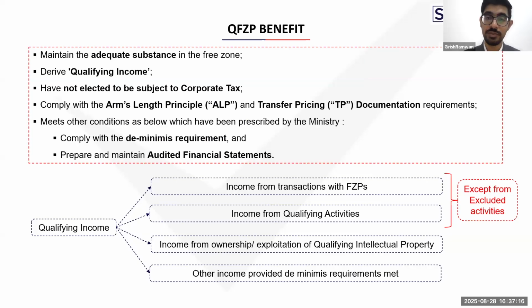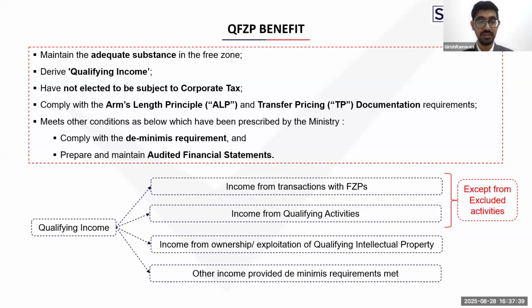Now, qualifying free zone person benefit. As you are aware, all the free zone companies have got the benefit to avail the 0% tax rate. However, for any free zone company, the 0% tax rate is not automatic. You need to fulfill certain conditions to avail the 0% tax benefit. Now, what are those conditions?